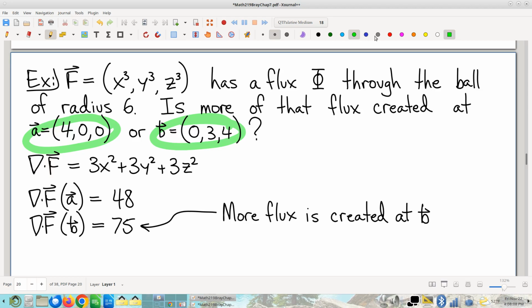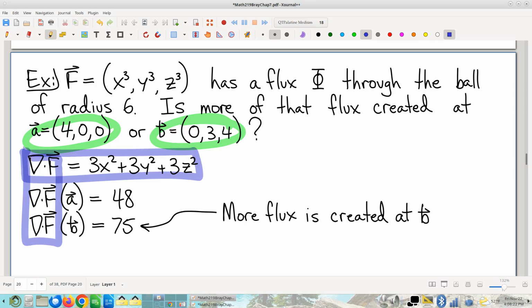Well, you tell where the stuff is by looking at the corresponding density. Divergence is flux density. That's what's going to point to where this stuff is. And you can evaluate that stuff density at our two points. Just look and see where the density is higher. That 75 is higher than 48. So the density is higher at B. The flux density is higher at B. There's more flux happening at B because the divergence is higher at B.